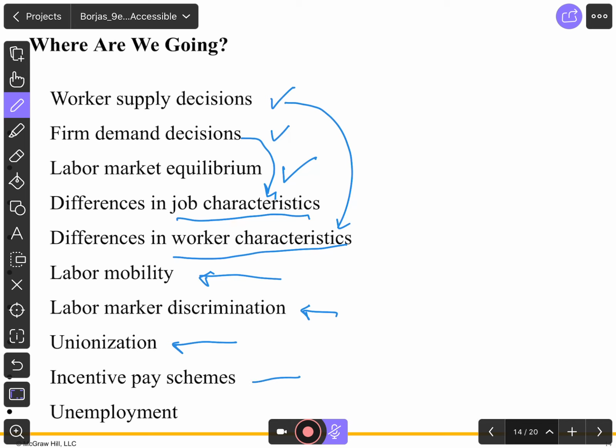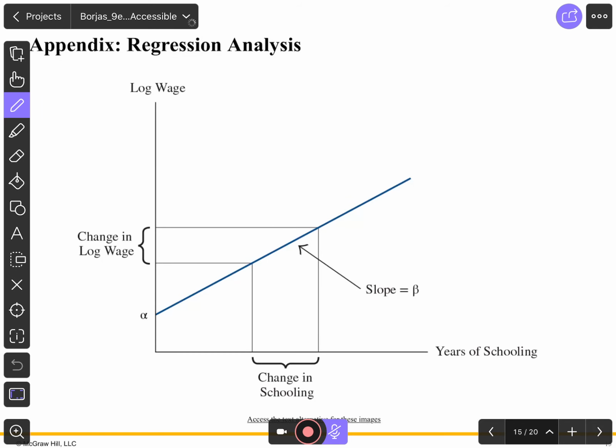Incentive pay schemes: how can we offer different incentives to workers in order to affect their decisions to work more or to work less. And then we will also talk about unemployment, which is a big problem in different countries, and how it affects the labor market and wages.